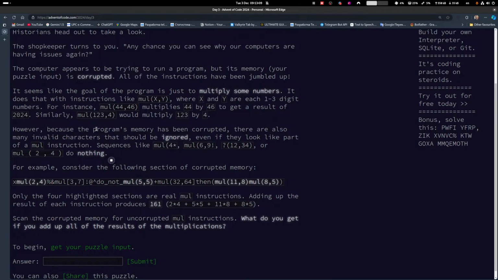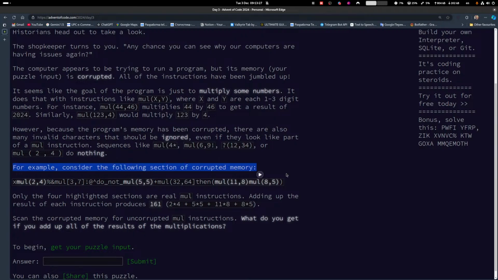However, because the program's memory has been corrupted, there are also many invalid characters that should be ignored, even if they look like part of a mul instruction. Sequences like mul(4*, mul(6,9!, ?(12,34), or mul ( 2 , 4 ) do nothing.